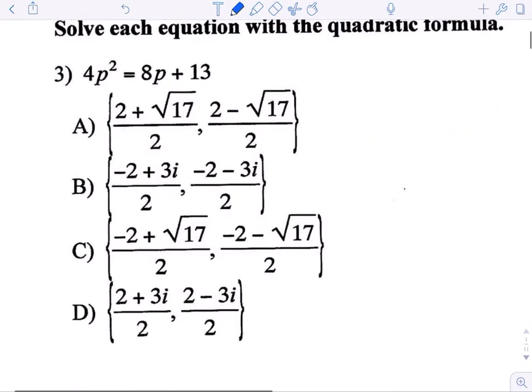Okay, number 3. This is your quadratic formula. So we have to move everything to one side. So I'm going to subtract 8p and minus 13 to go on the left-hand side, so that we set it equal to 0. So we're going to get 4p squared. We moved the 8p to the left-hand side now, so it's going to be negative 8p, because these cancel. And we subtracted 13 from both sides, so we have that.